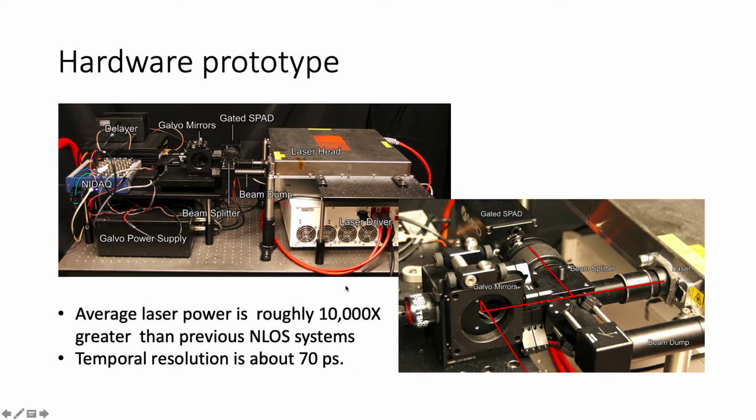Okay, now let's show some of the confocal experiments first. The hardware prototype consists of a fast-gated SPAD, laser, detector, electronics, and various optics used for focusing and scanning the system. It enables fast high-resolution scanning with an average laser power of roughly 10,000 times greater than previous NLOS systems. The temporal resolution of the system is about 17 picoseconds.